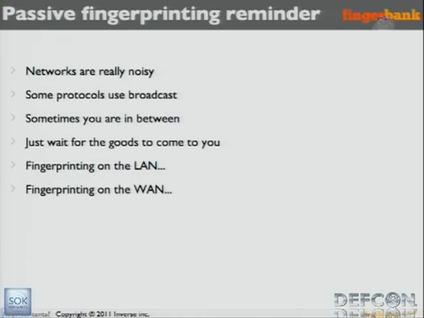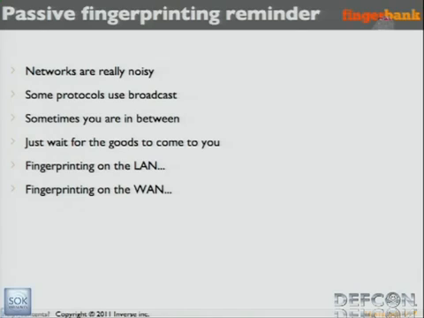So, a reminder on passive fingerprinting. Networks are really noisy. You probably already know that. You open up a tcpdump everywhere and there's a lot of stuff going on, and a lot is broadcast traffic. Sometimes you are in between, so you are the gateway, or you have a mirror port, and you see all the stuff that's going on. The Wall of Sheep is a good example of that. If you can sit at a spot like that and sniff traffic, you will see a lot of stuff. Fingerprinting becomes really interesting because you'll be able to identify operating systems of your guests, the browsers, the version of software and stuff like that.